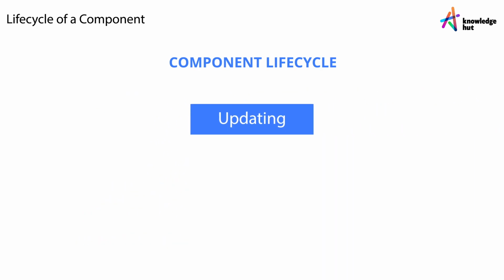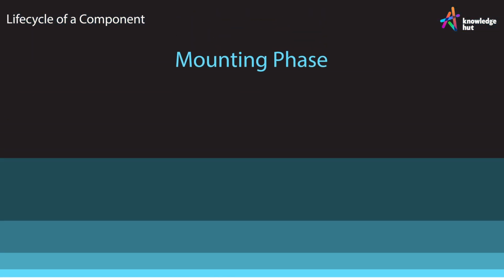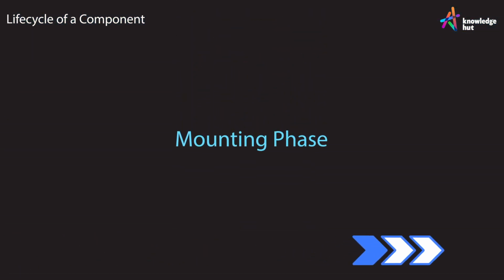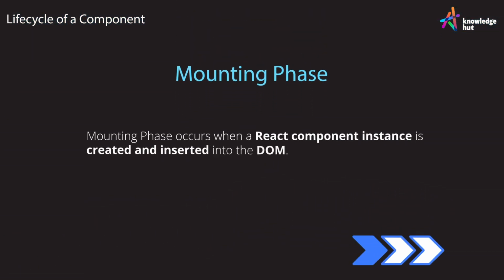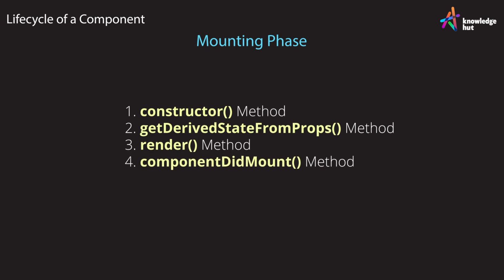Across these three phases, we get multiple lifecycle methods that are aimed at customizing the behavior of the component at a macro level. So let's try and run through these lifecycle methods to understand their significance. Our first stop is the mounting phase, which, as I mentioned earlier, occurs when a React component instance is created and inserted into the DOM. In this phase, we get four opportunities to customize behavior.